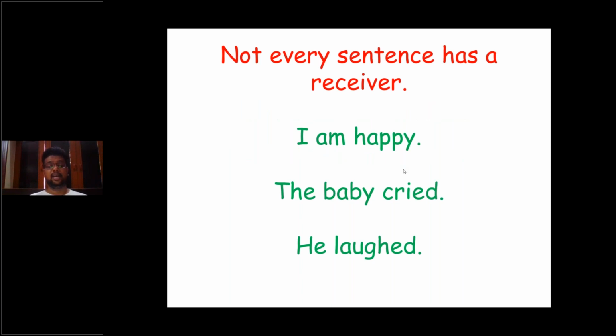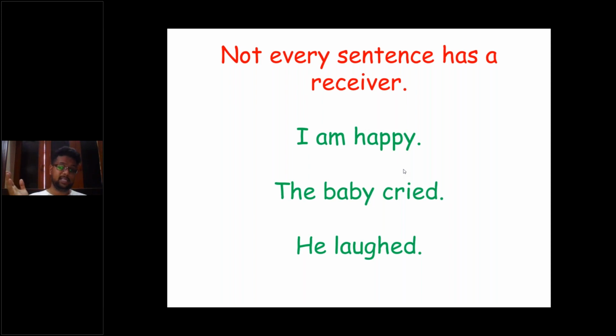Not every sentence has a receiver. In the beginning of my session, I told you that we have an agent, an action, and the receiver who receives the action. For example, Sam plucked the flower. Flower is the receiver here. The flower is accepting an action.